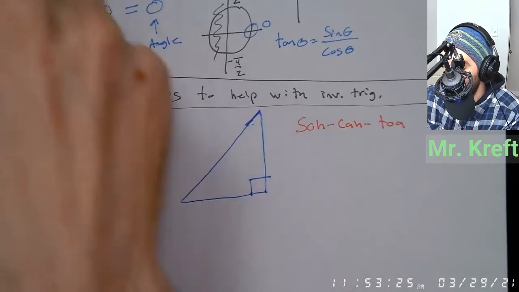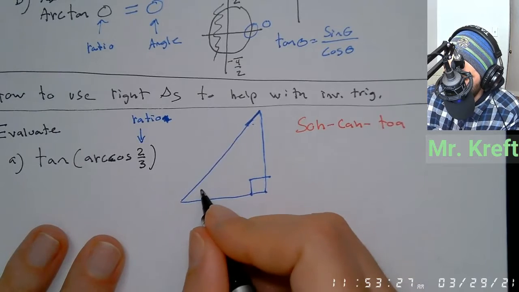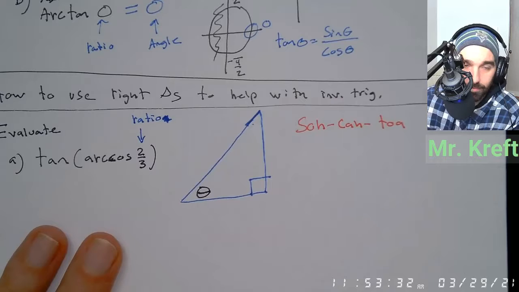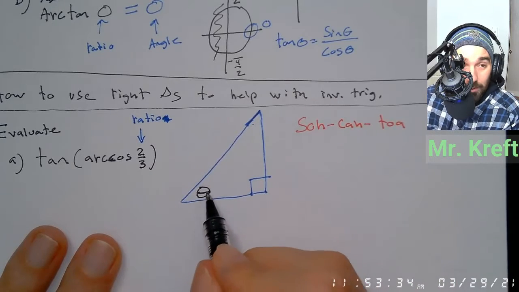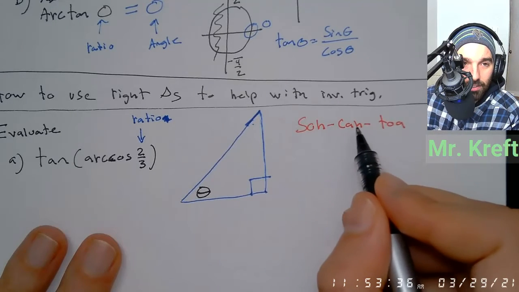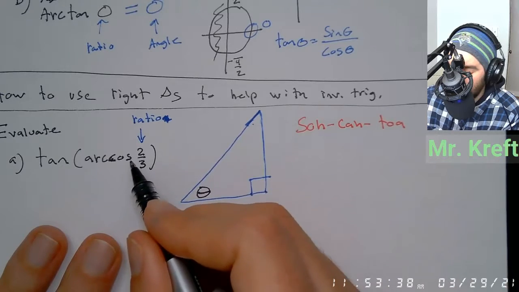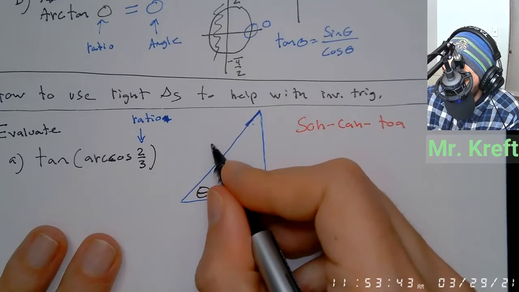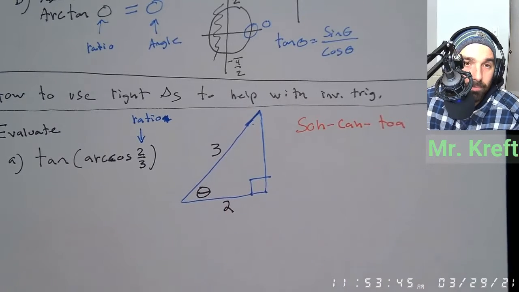So what I'm going to do here is I'm going to plop down a reference angle. Let's say I call it theta. And then I'm going to say, okay, if this is my reference angle, cosine is adjacent over hypotenuse. So that means that my adjacent would be 2, my hypotenuse would be 3.